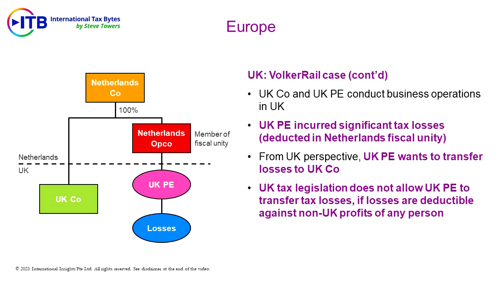The UK PE incurred significant tax losses. Those losses were deducted in the Netherlands fiscal unity. From a UK perspective, the UK PE wants to transfer the losses to UK Co. However, the UK tax legislation does not allow a UK PE to transfer tax losses if the losses are deductible against non-UK profits of any person.